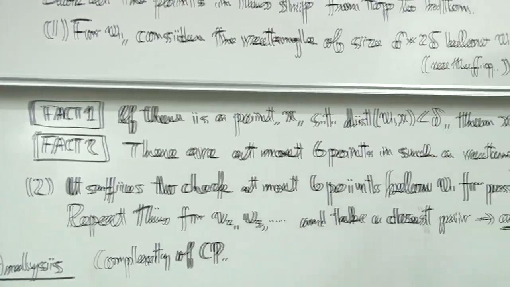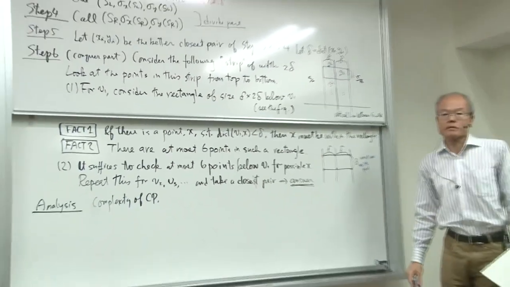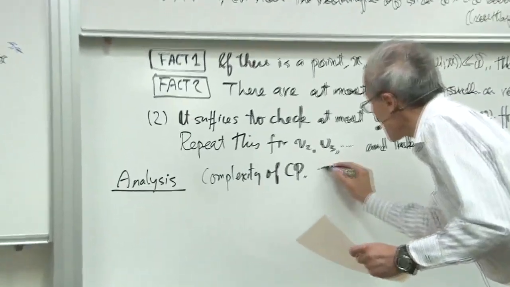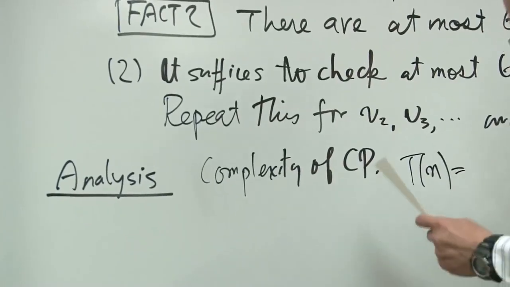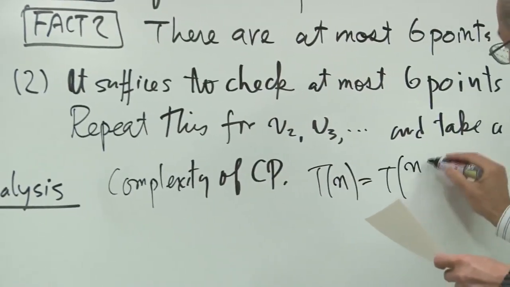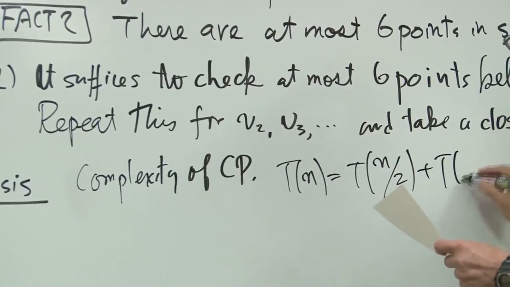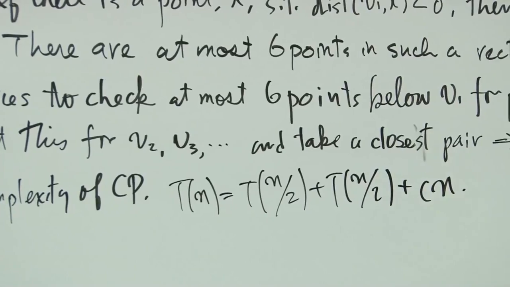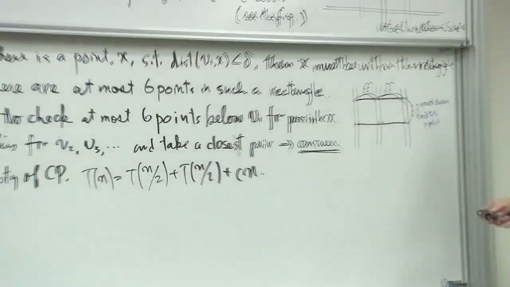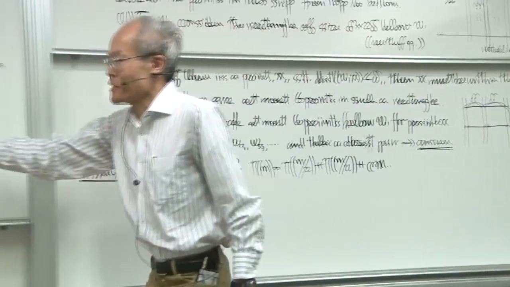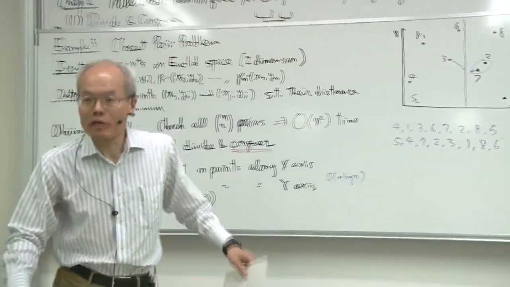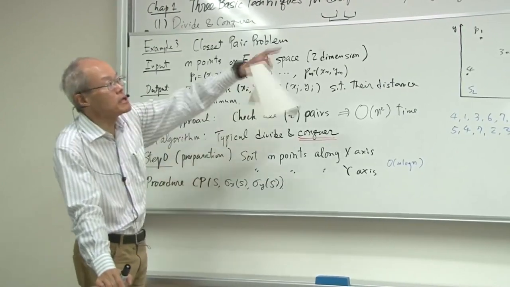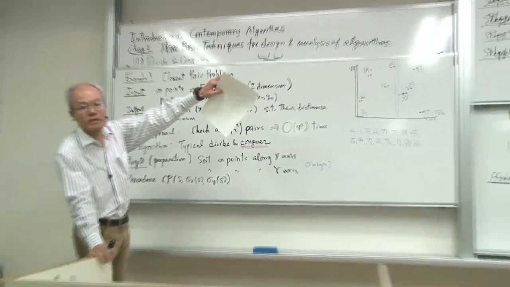Okay, complexity of just the procedure closest pair, CP. Then we can write the equation T(n) is equal to T of... Why? We are now excluding the preparation step. We are not counting this step. We are counting only the procedure CP.